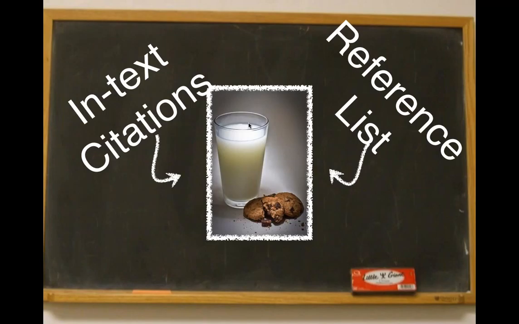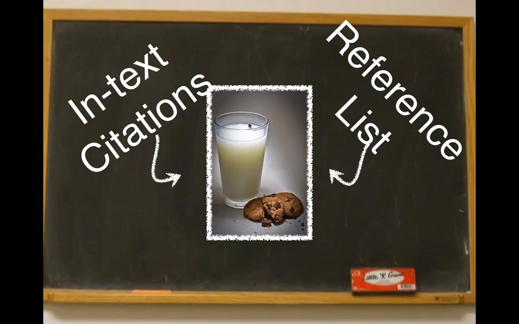In-text citations are used in the body of the document. An in-text citation specifies which source a particular piece of information, like a quote or a paraphrase or a summary, is from. The reference list appears at the end of the document and gives detailed publication information about each source cited in the document. The in-text citation sends your reader to the reference list, and then the reference list allows your reader to find the research you did.